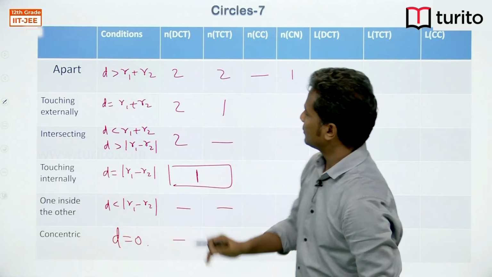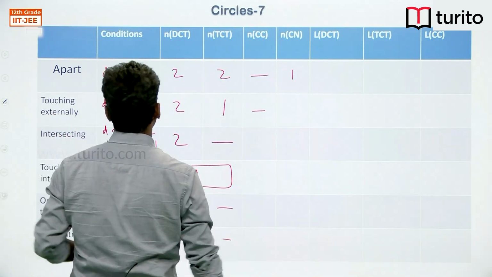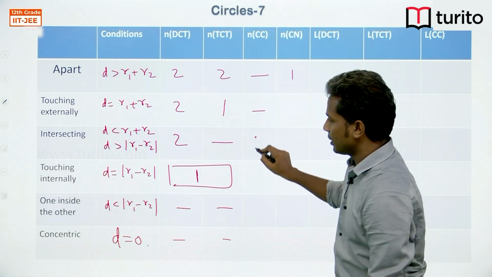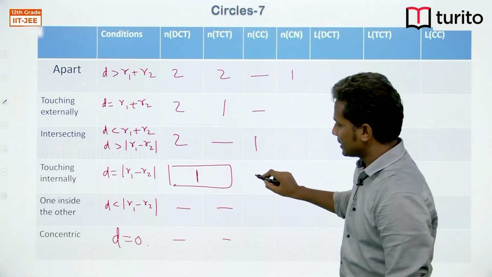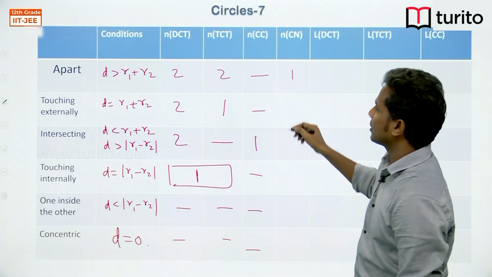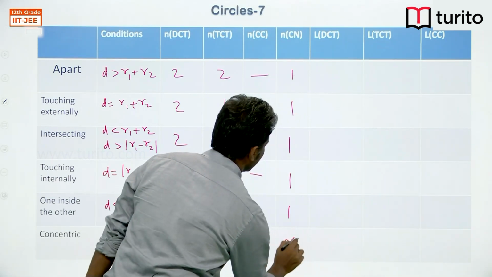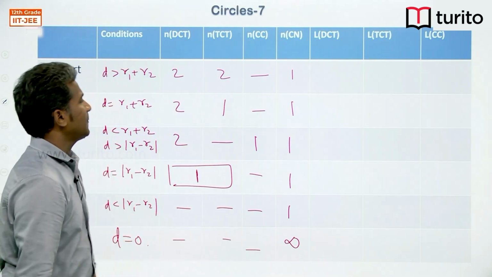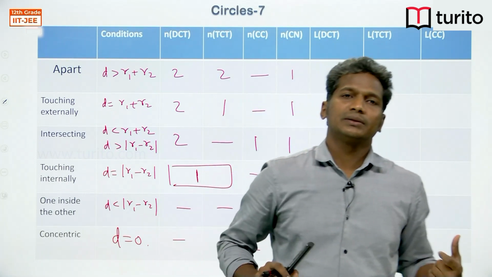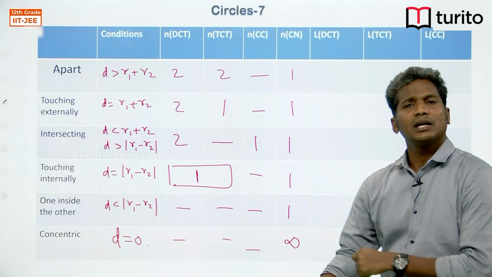Now let's look at the common chords. If they are touching externally, no common chords. Only when the case of intersecting is taken, there is one common chord, and for all other cases, there is no common chord. Now common normals are always 1, except the last case where we get infinite common normals. So till here we have understood how many are possible upfront. As and when the situation comes, we'll get the idea very fast in problem solving.